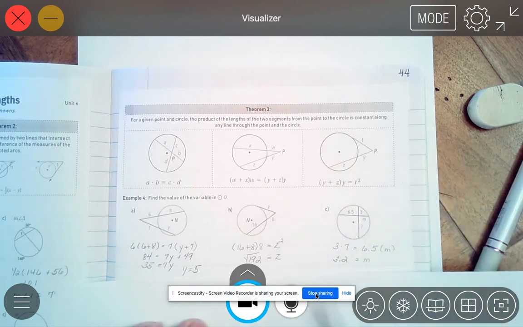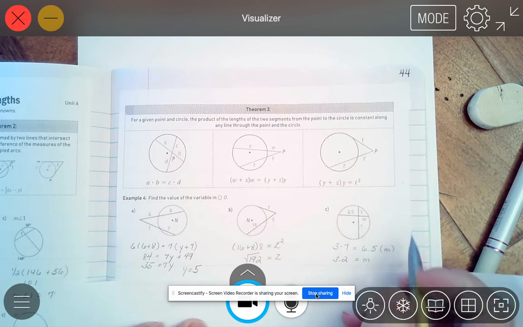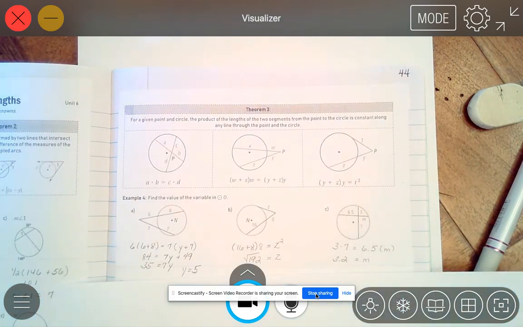Over here, I have an illustration like the very first one over here. 6.5 times m has to equal 3 times 7. Do the calculation, and m is 3.2. What I'm going to ask you to do is try the algebra problems underneath those.